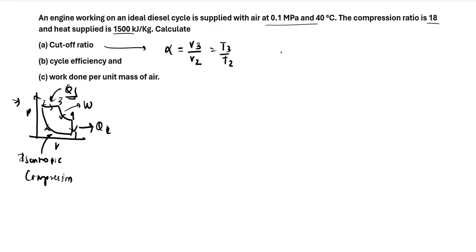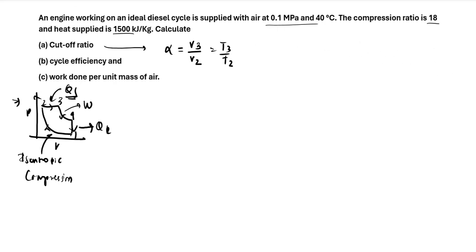So let's see how we can write V3 by V2 as T3 by T2, because 2 to 3 is a constant pressure process. So P will be equal to RT by V because of the ideal gas equation. If this pressure is constant, then T2 by V2 should be equal to T3 by V3, which means that V3 by V2 should be equal to T3 divided by T2. So from this, you can say that V3 by V2, which is the cutoff ratio, should be equal to T3 by T2 also.